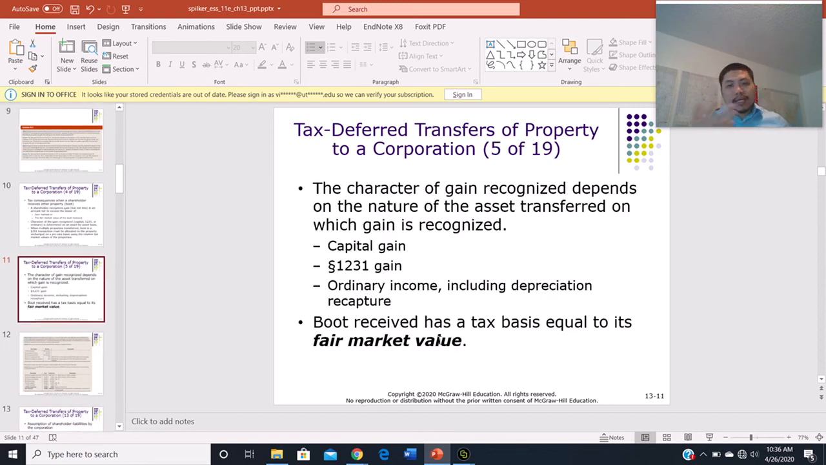and like I said, the characterization of gain has to be done on an asset by asset basis, right? So basically look at each individual asset, consider what type of asset it is, and then you characterize the gain or the losses based on the characteristic of the asset, right? Based on the type of asset, right? And for the boot received, usually we just use the fair market value of the boot to calculate this whole process, right?